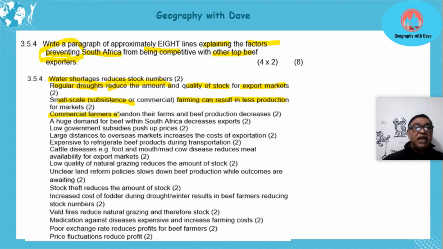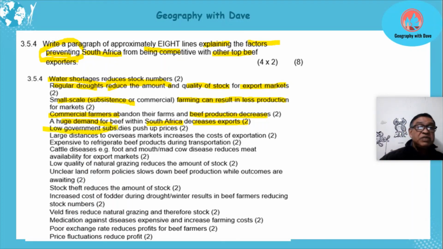Commercial farmers abandon their farms and beef production decreases. Could be for various reasons, drought or their money loss, etc. Huge demand for beef within South Africa decreases exports. Can you see what we're doing, learners? We are taking those points that we've learned, that the consumption in the country is high, and we're applying it to our answer. Can you see? We just tweaked it a bit and made it correct for our answer and explained it fully.